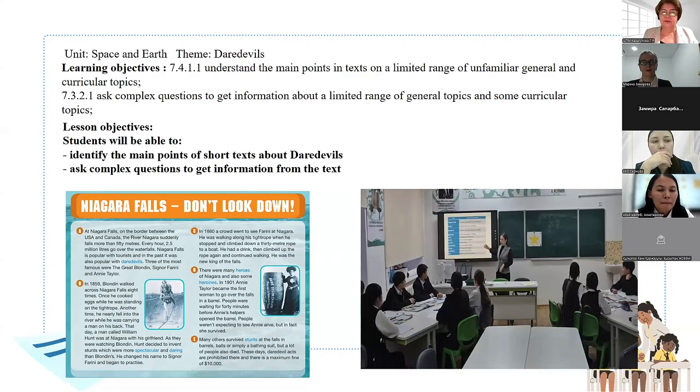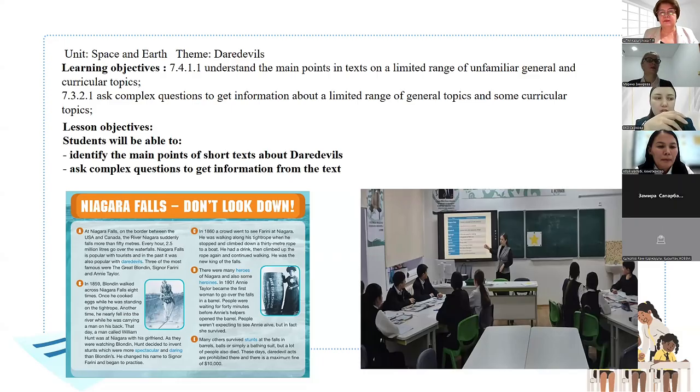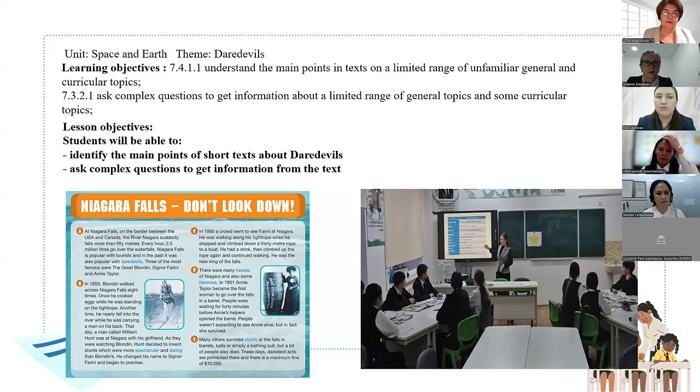In this lesson, students work with a short reading text called Niagara Falls, Don't Look Down. Firstly, they read the text and focus on the main points, not every detail. Then students practice asking questions to get more information from the text. This helps them improve both reading and speaking skills. The lesson is designed to support different levels, so all students can take part and feel confident.